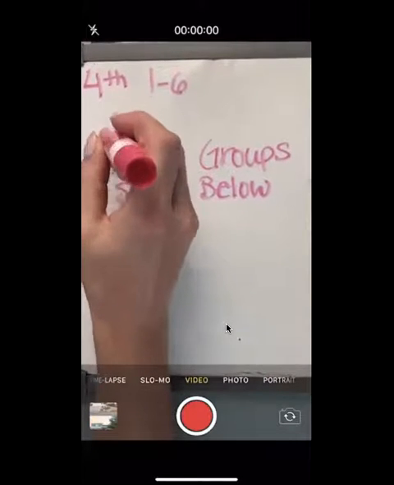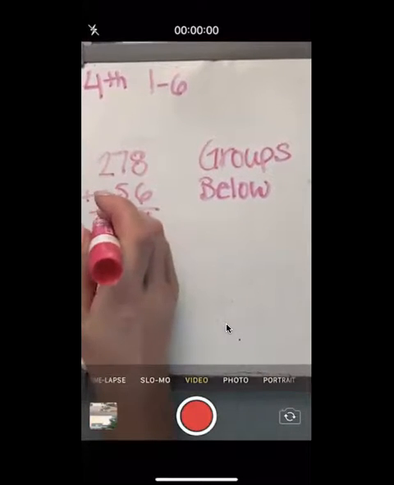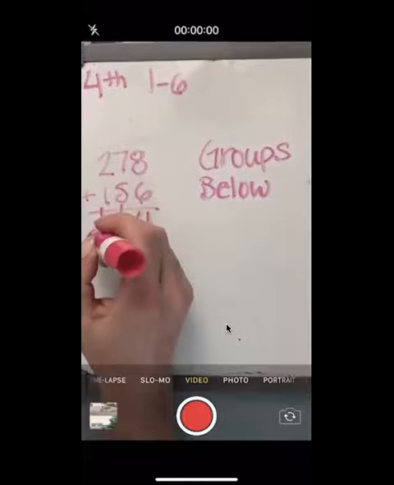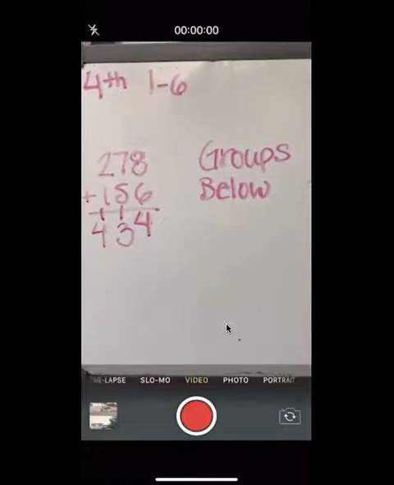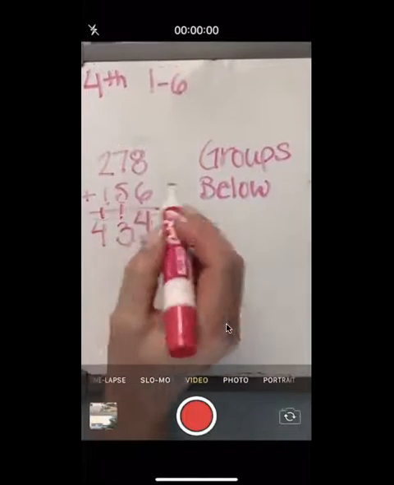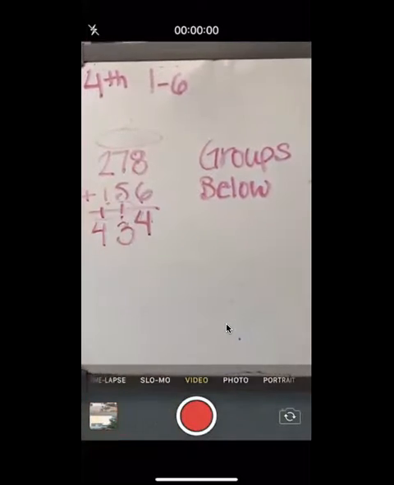Oh, see, I was naturally going to go up here. I got to go down here. 2 plus 2 is 4. So the groups below is the same idea. They're just down here instead of up top.